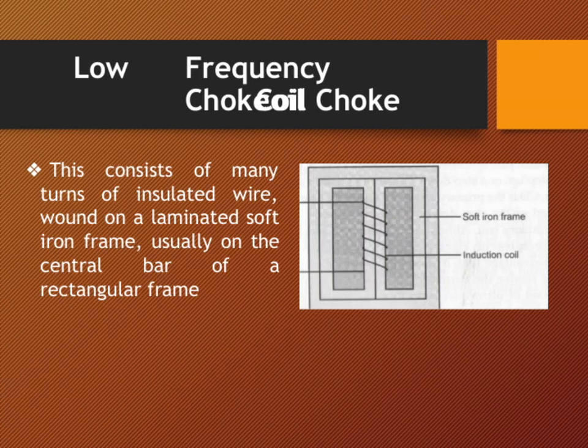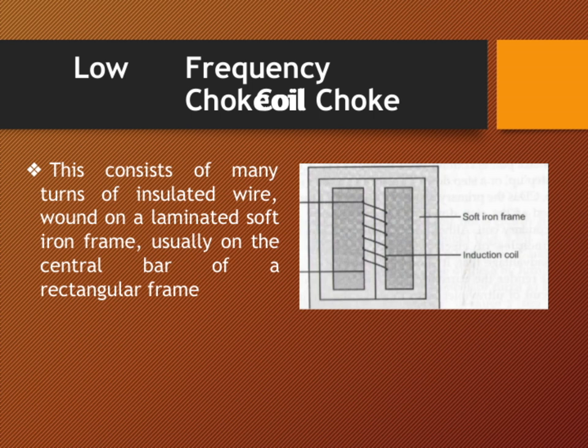This coil typically has a winding on a laminated soft iron frame, which helps to reduce eddy currents and improve efficiency. Usually, you'll find it on the central bar of a rectangular frame, providing a sturdy support structure. The coil itself consists of many turns of insulated wire, carefully wound to create the desired inductance.